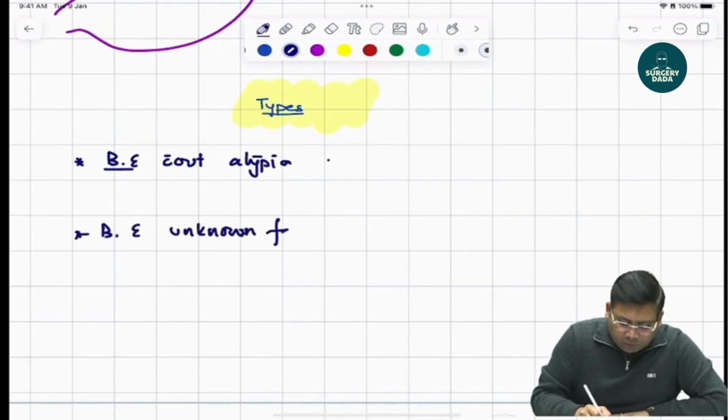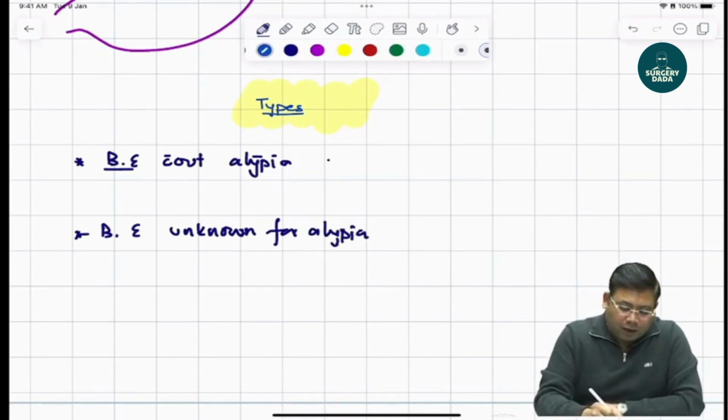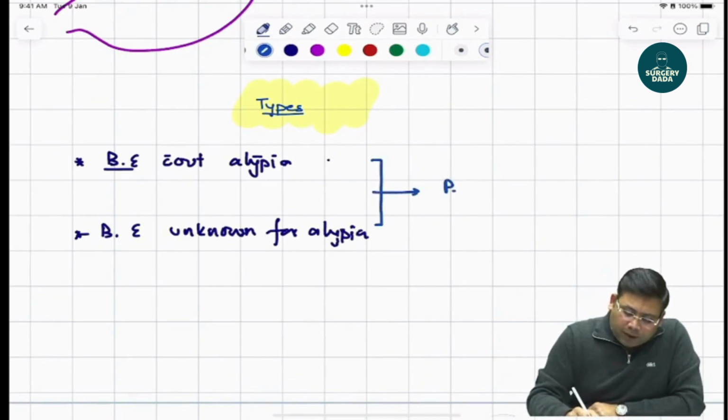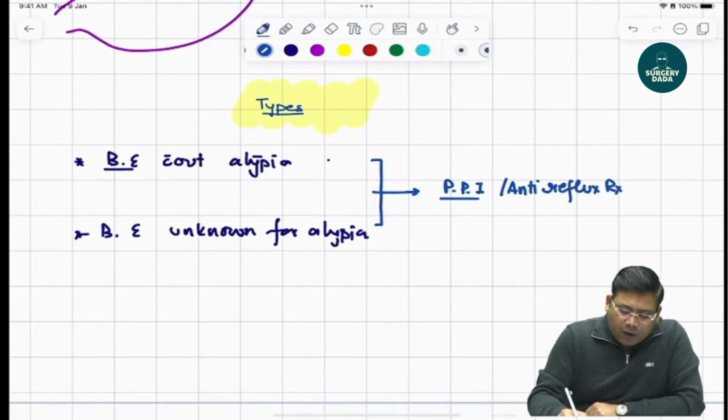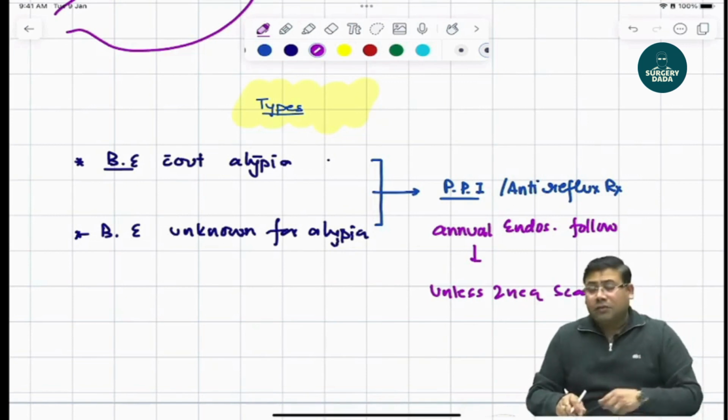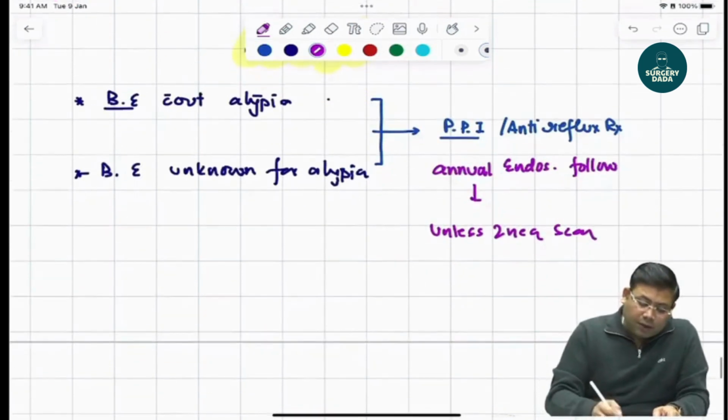So unknown for atypia. In either of them you are going to do only one thing. What is that? You are going to go for the PPIs, or anti-reflux therapy, and you are going to go for annual endoscopic follow-up. Remember, unless two negative scans. This is what is important. Let us try to understand one more thing.